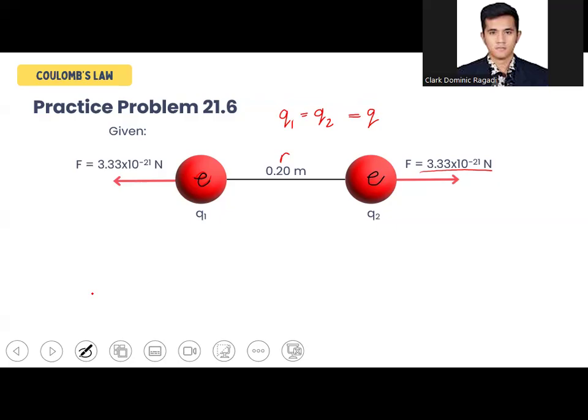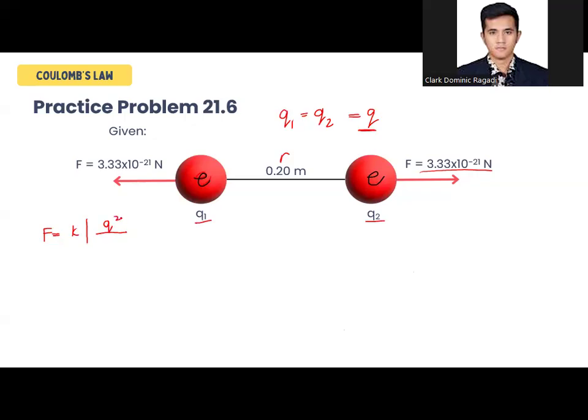How are we going to know the number of electrons? Earlier, we introduced the formula for the charge given a number of electrons. But we do not know the values of our Q1 and Q2. So let's start first by calculating the value of Q1 and Q2 using Coulomb's law. Using our formula for Coulomb's law, F is equal to k times the absolute value of Q1 and Q2. Since we have written Q1 and Q2 as Q because they are equal, Q times Q becomes Q squared. Let me reassign the absolute value.